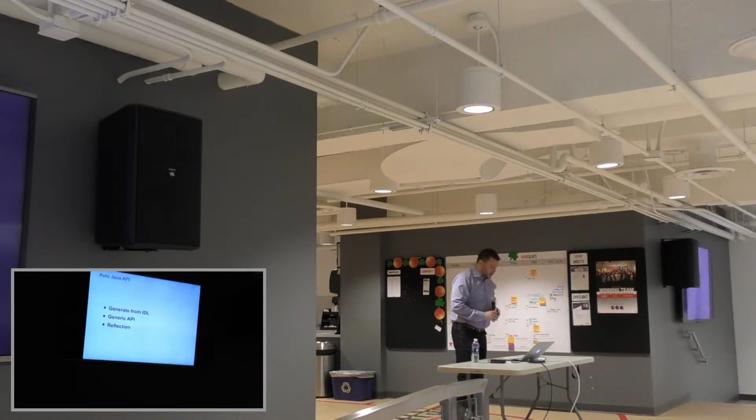Okay, so demo. We're going to do 3 things here. We're going to look at generating Java code from IDL. We're going to look at what it looks like from a generic API, and then reflection.